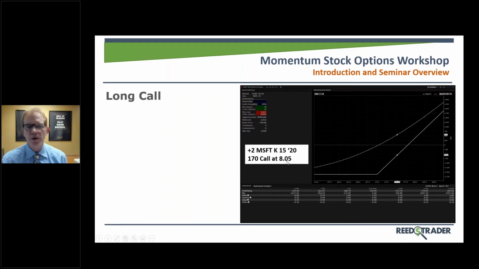Now in stock options, when you buy a call, it's the right to purchase 100 shares. So one call equals 100 shares. So here we're buying two calls, which would give us the right to control 200 shares of Microsoft. We're paying $8.05 for these calls.